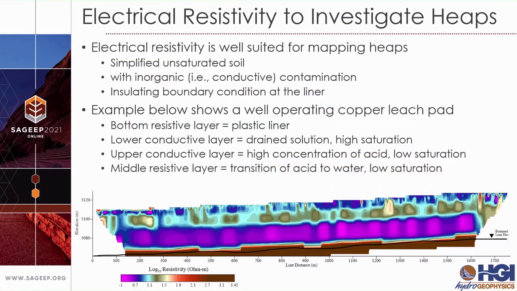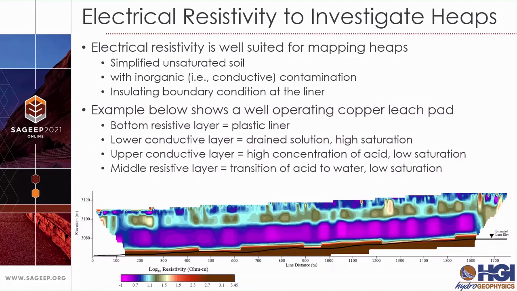One of the reasons we chose the electrical resistivity method for examining heaps is that the method has been well demonstrated for mapping variably saturated soils, similar to a heap leach pad. A conductive solution is added to the top of the pad and percolates through a relatively resistive, initially dry media. And most heaps have an insulating boundary condition at the bottom, a plastic liner used to collect the leach solution. It is well suited to the problem.